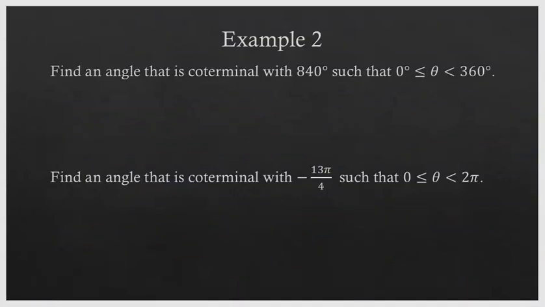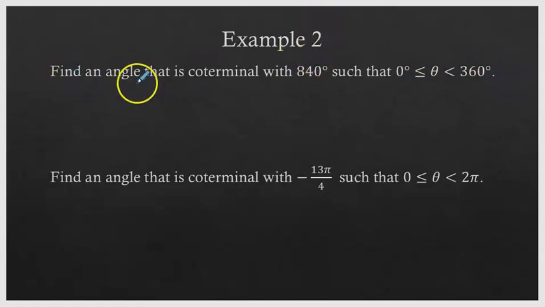Generally, when we're looking for coterminal angles, we don't care about having lots of different positive and negative coterminal angles. We actually just care about one coterminal angle. Usually, when I ask you to find a coterminal angle, I want you to find the one that's between 0 and 360 for degree measurement. So let's see what that looks like here.